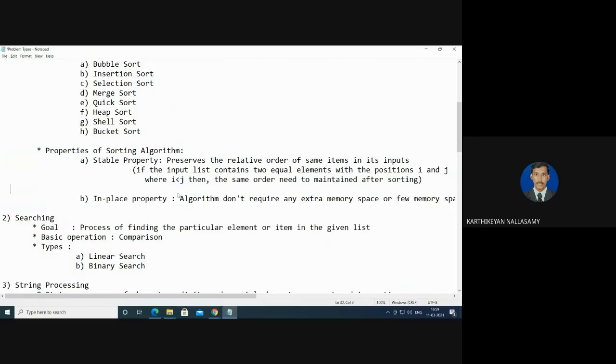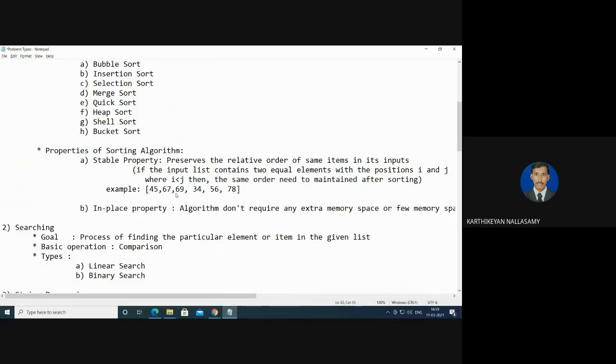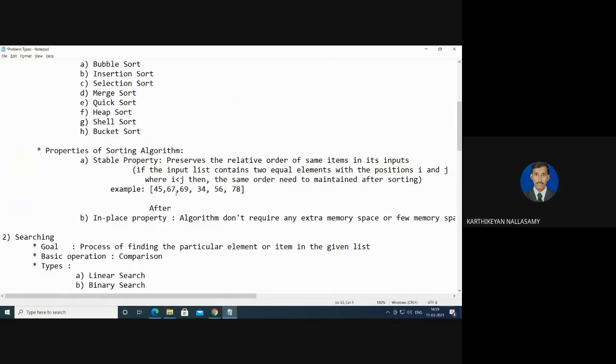For example, to understand this easily, now I have some values: 45, 67, 69, 34 and 56. So assume these are the numbers. Before sorting, we know each is a position, so everything will be referenced by the index. So 45 is at 0, 67 is located at 1, 69 is at 2, 34 is at 3, and 56 is at 4, and this is 5.